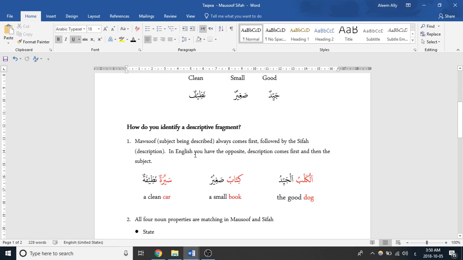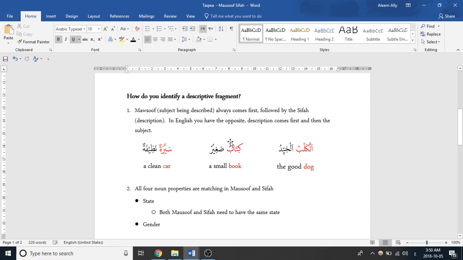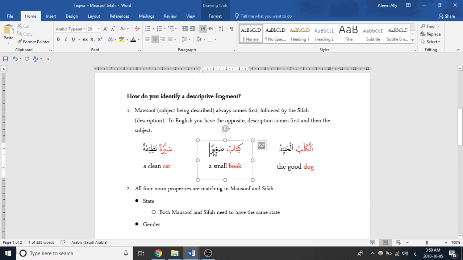So how do you identify a description fragment? First of all, you're going to notice that the mawsuf, the word being described, comes first. And then afterwards you'll find the adjective. This is opposite to English. It's more similar to French. In English we have black car, while in Arabic it would be car black.